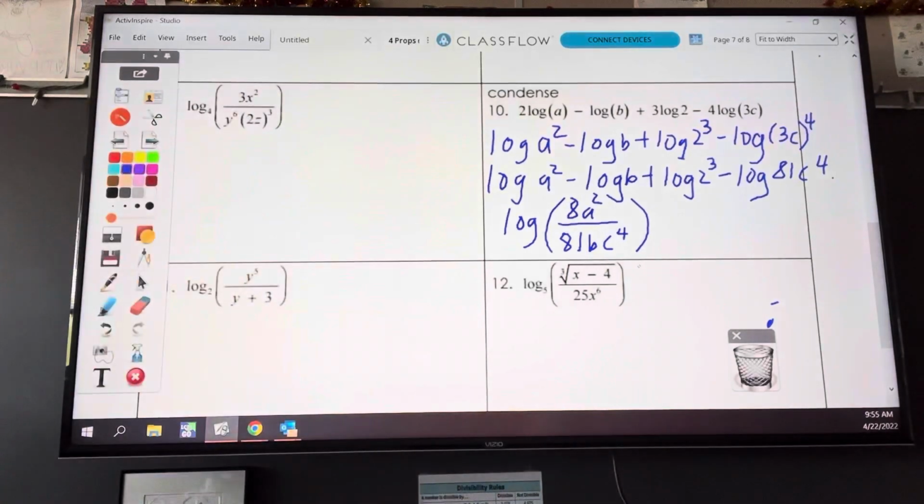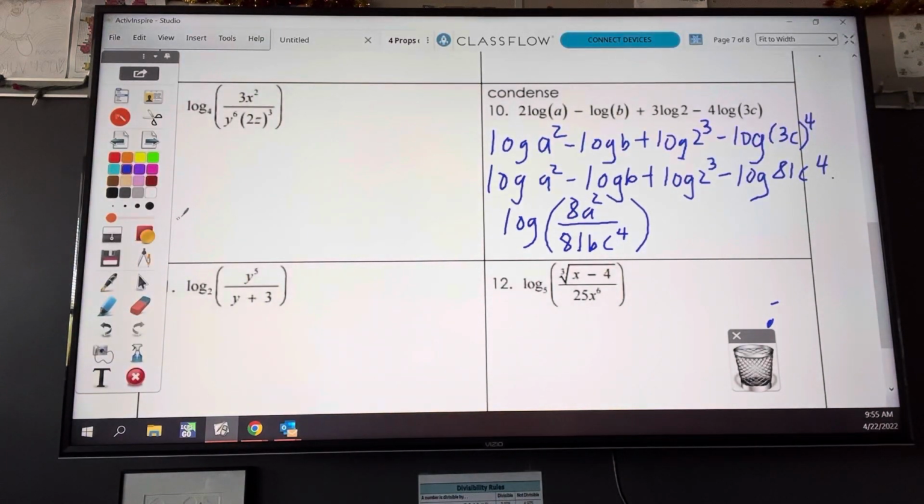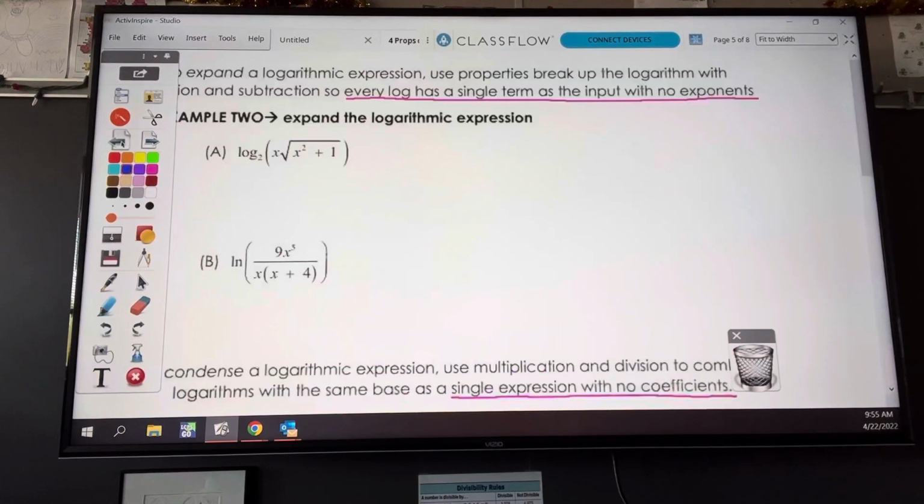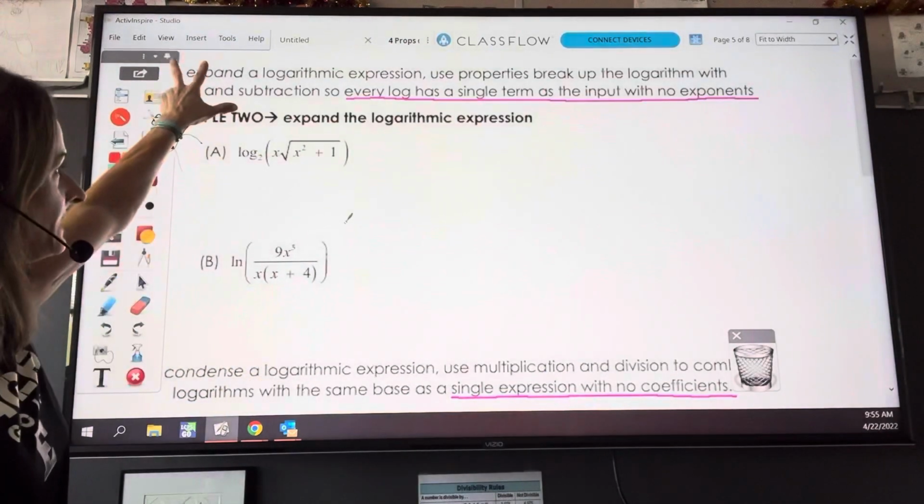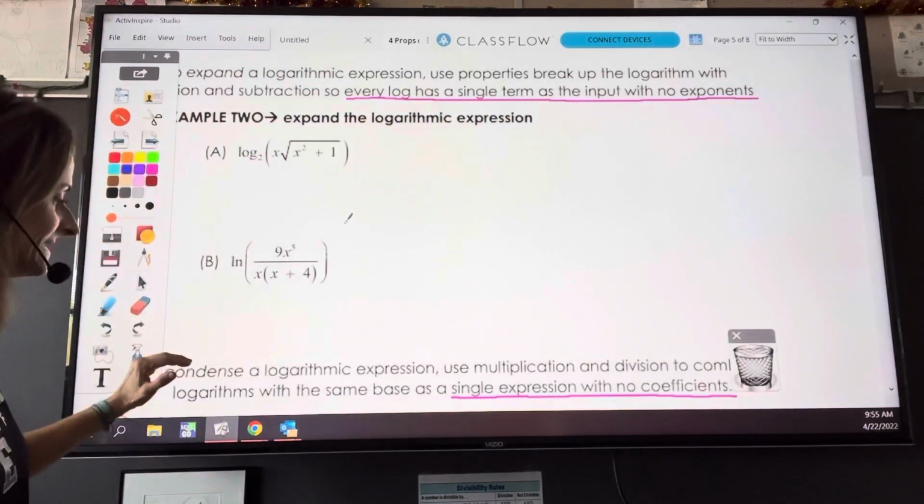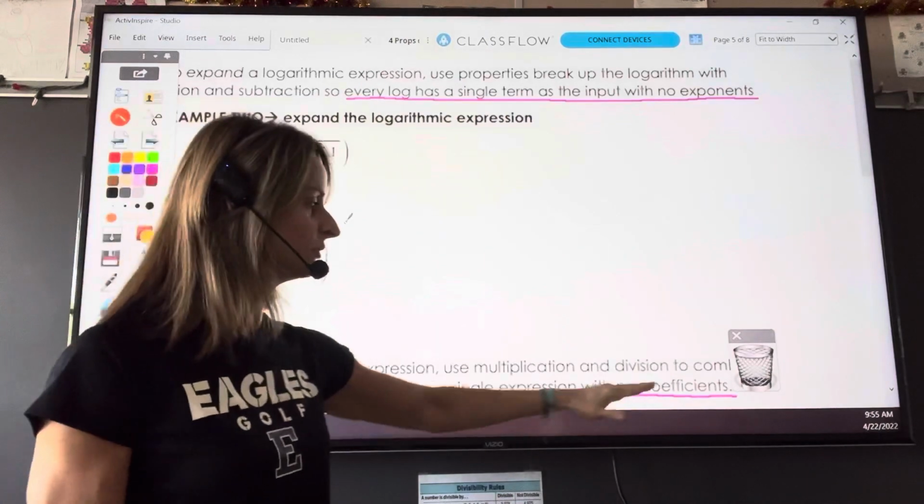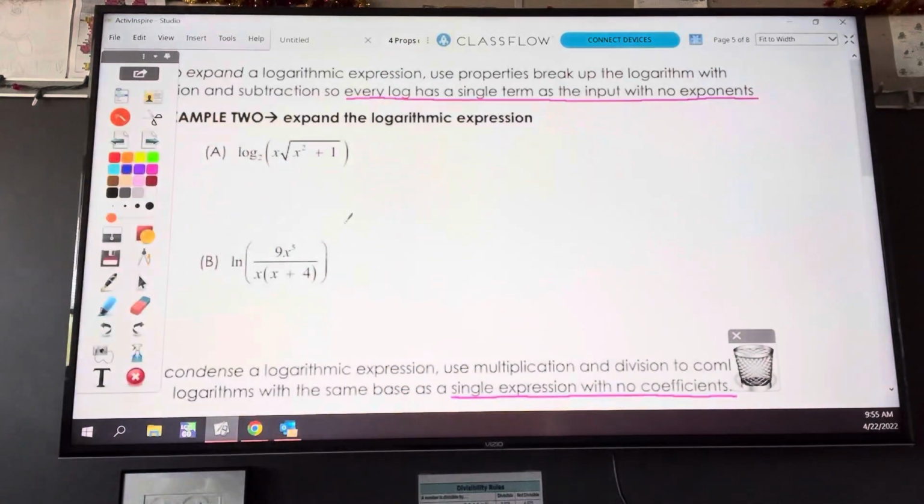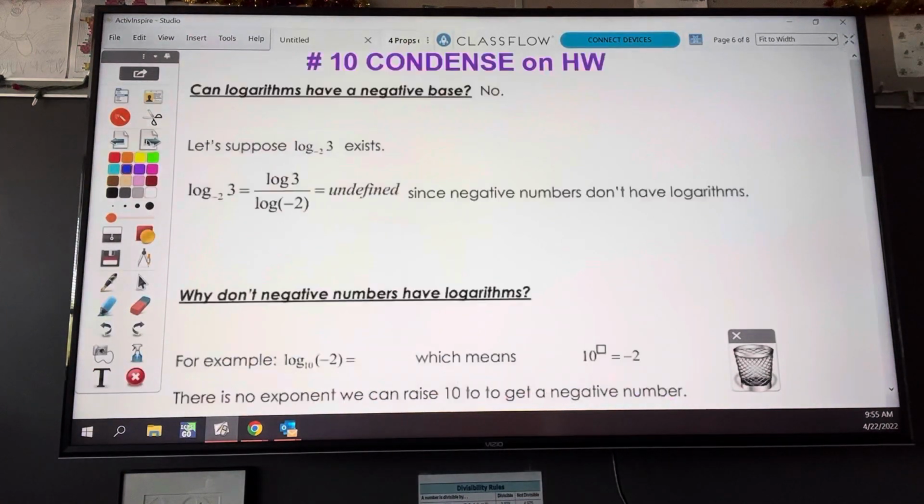And I forgot to show you before we started here, and I know you're still writing that down, and I will come back so you can write it. We just condensed. When we expanded, every log has to have a single term as the input with no exponents. When we condense, we need to have a single expression with no coefficients. So let me go back and make sure you can write this down.